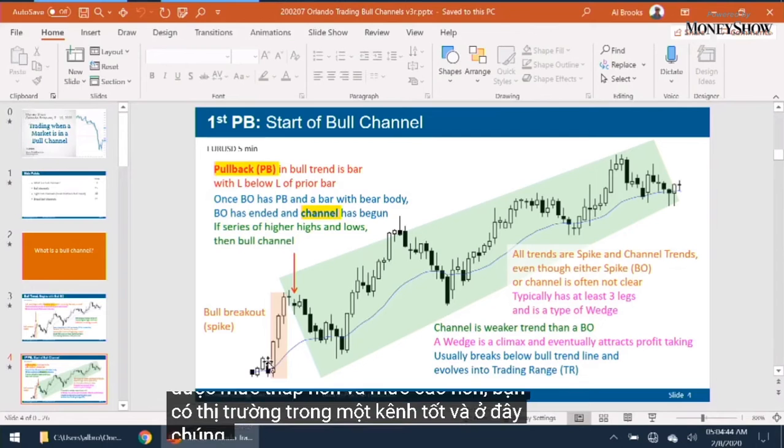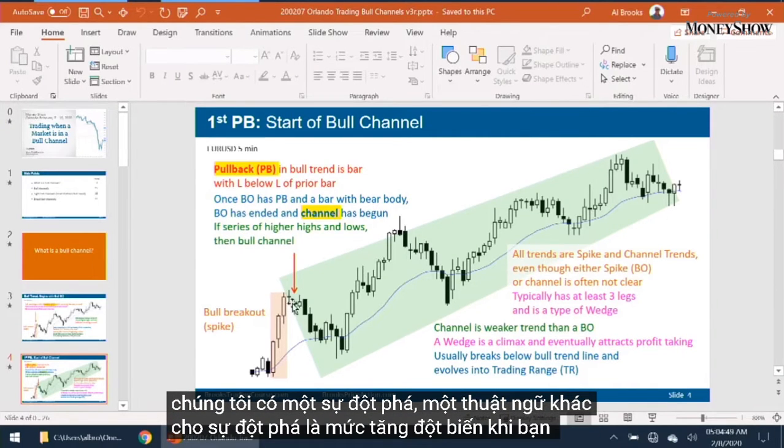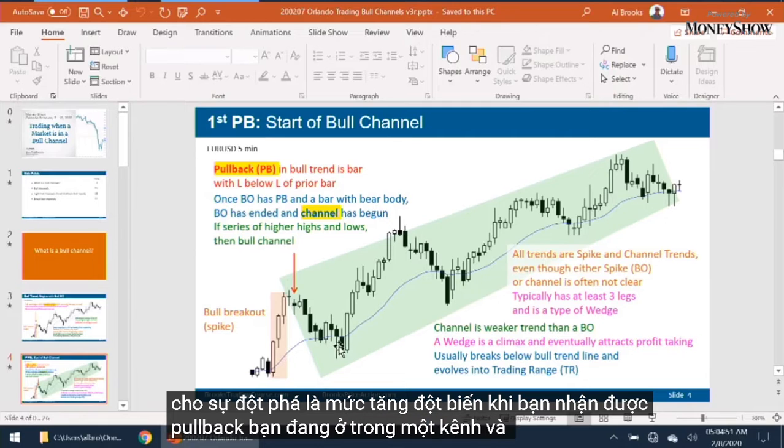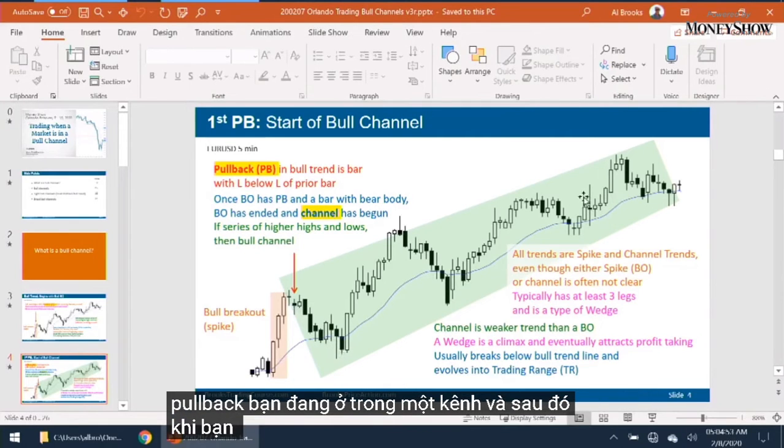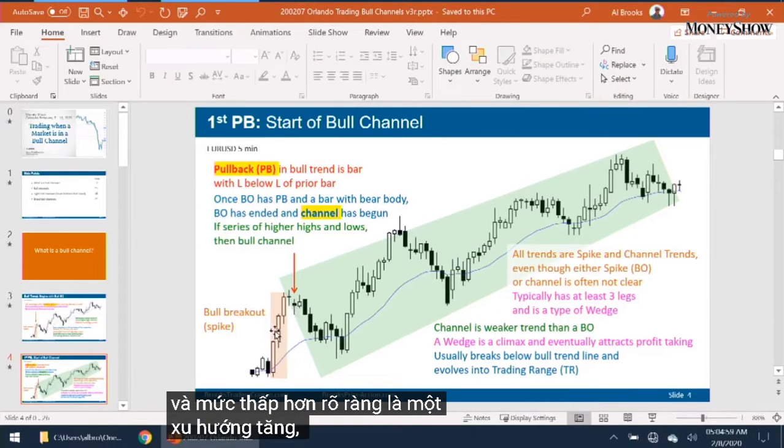And here we got a spike, a breakout. Another term for a breakout is a spike. Once you get a pullback, you're in a channel. And then once you get a series of higher highs and higher lows, it's obviously a bull trend, a channel.